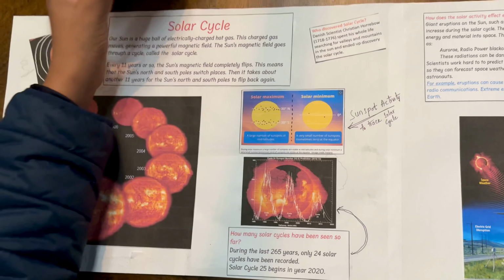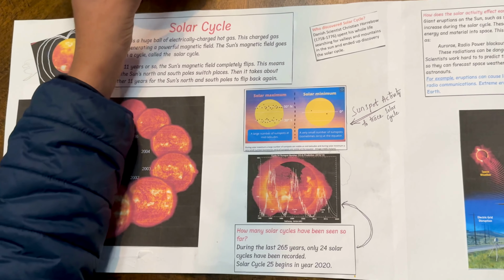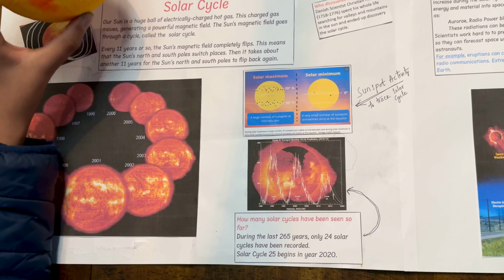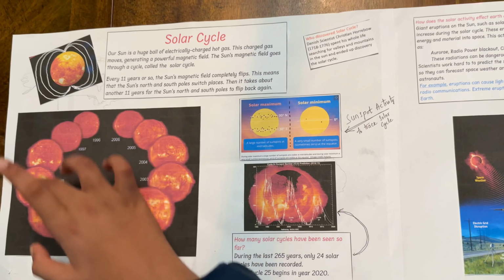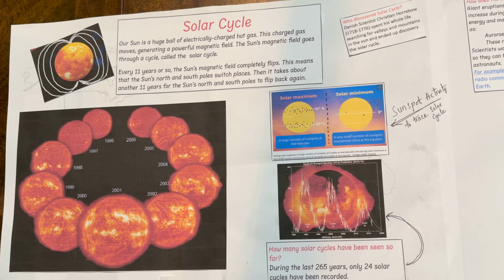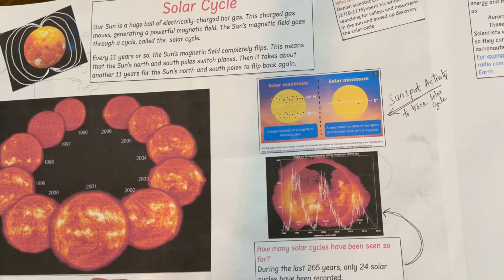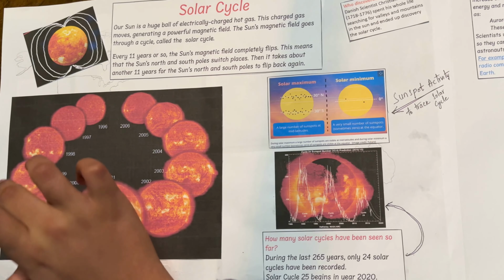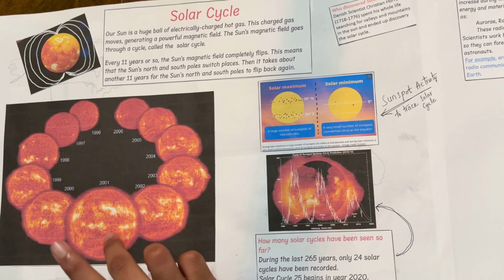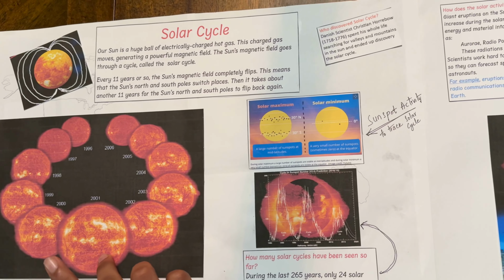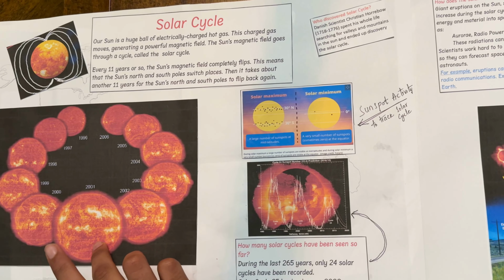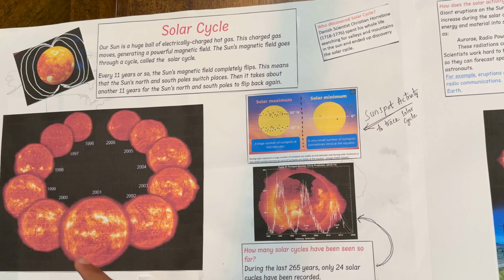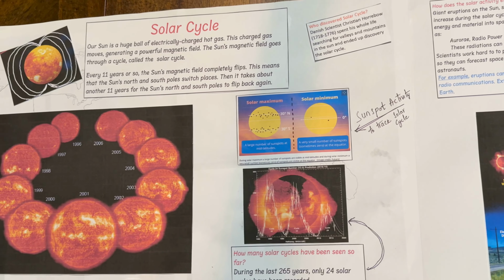Over the last 265 years, we have recorded only 24 solar cycles. The 25th solar cycle actually started in 2020. If you look at the cycle, in 2025 we're at the peak of this solar cycle, which is over here. So 2020, 2021, 2022, 2023, 2024, and 2025. During this year, you can expect a lot of sunspots and a lot of solar flares happening because we're right now at the solar maximum of the solar cycle for the sun.